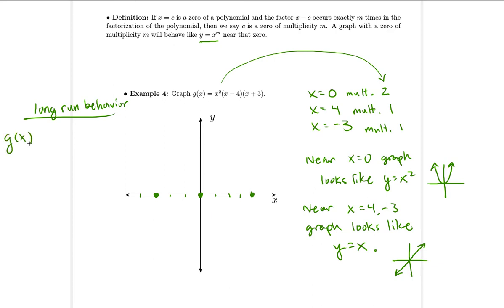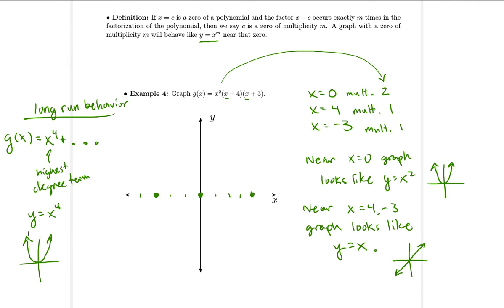So the highest degree term, well, when you take this one times this one, that's going to give you x squared. And when you multiply it by x squared, you're going to get x to the 4th. So g of x looks like x to the 4th plus other stuff. I'm not going to bother to figure out what it is, but this is the highest degree term. So what does y equals x to the 4th look like?